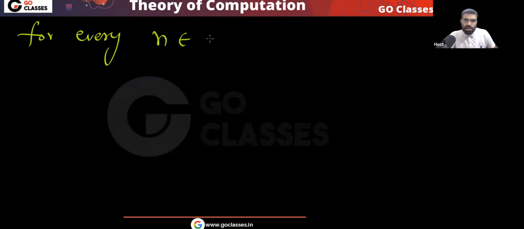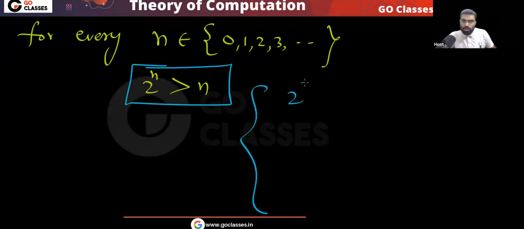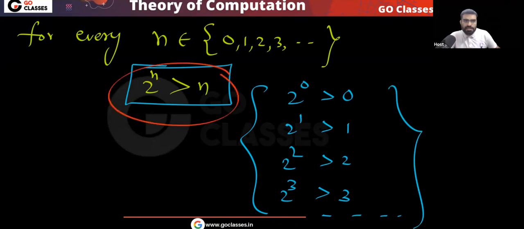For every n belonging to whole numbers, 0, 1, 2, 3, and so on, can you notice 2 power n will always be greater than n? Yes or no? For example, 2 power 0 is greater than 0, 2 power 1 is greater than 1, 2 power 2 is greater than 2, 2 power 3 is greater than 3, and so on. Is this clear? For every n, 2 power n is greater than n.